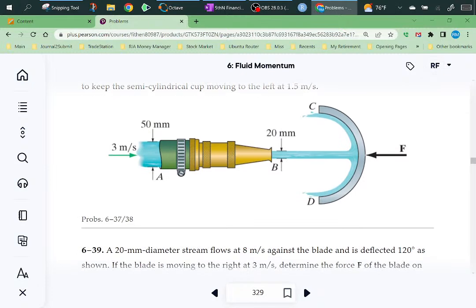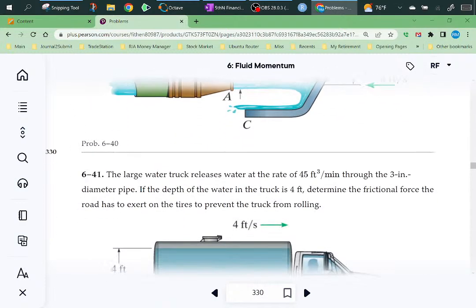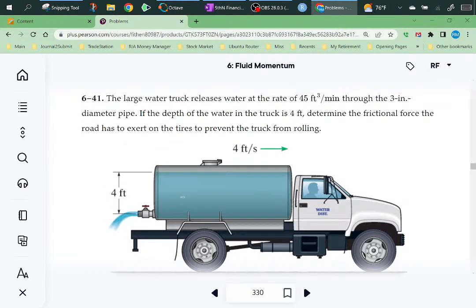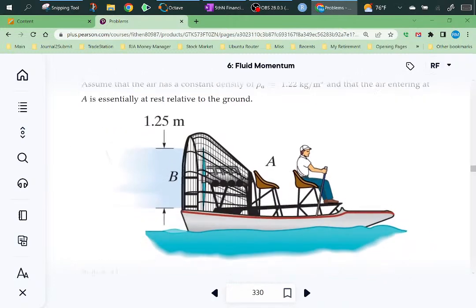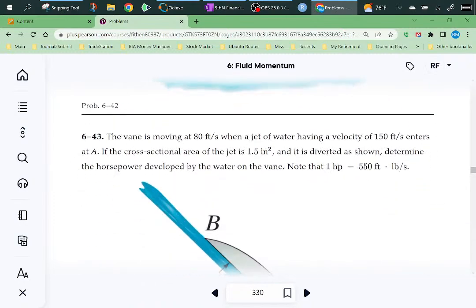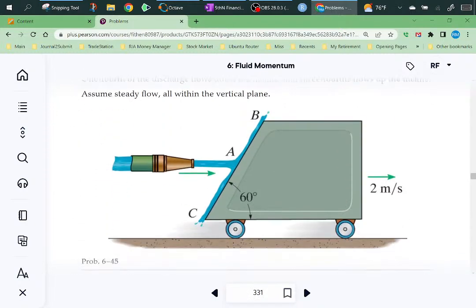There's a garden hose hitting a thingamajigger. Another garden hose hitting it. Another garden hose. A truck making a 45 3-inch diameter depth of water. Determine if the depth of the water in the truck is 4 feet. Determine the frictional force the road has to exert on the tires to prevent it from rolling. Oh, okay. Ooh, there you go. That's a good one. No, these are okay. These are good problems.